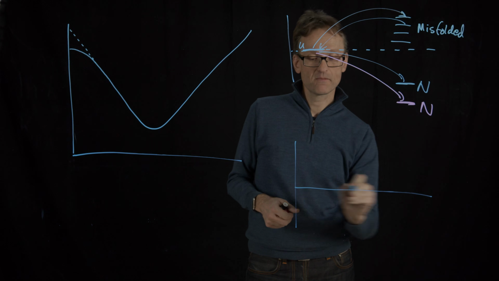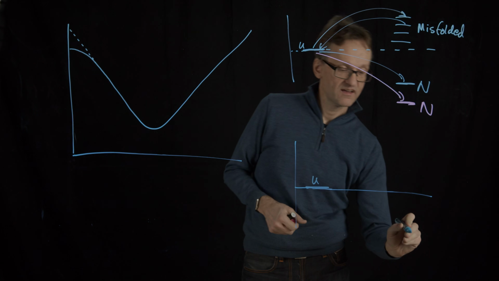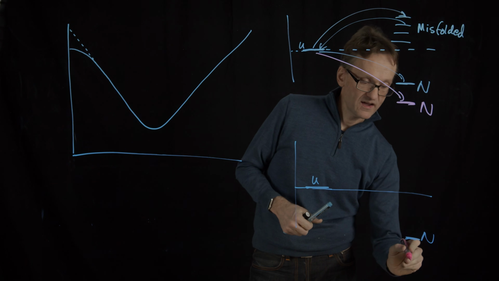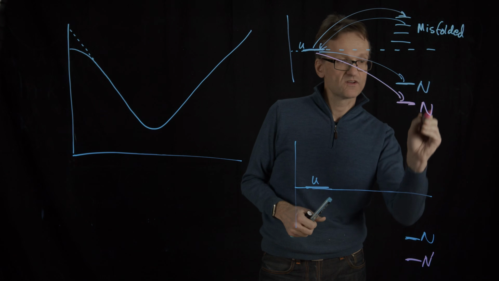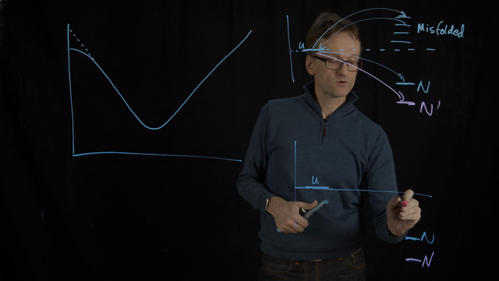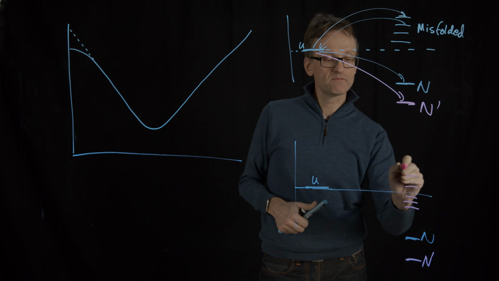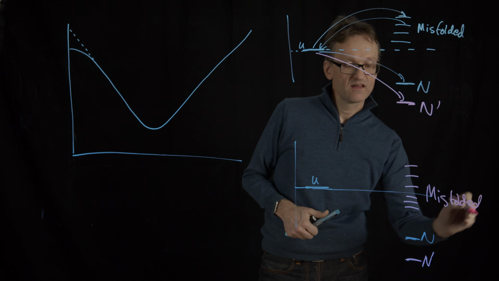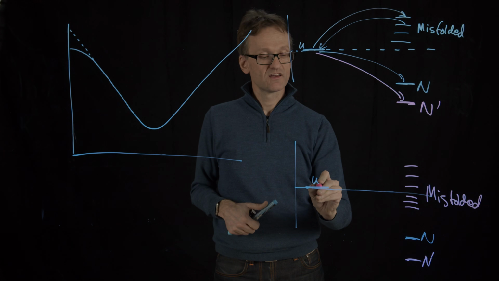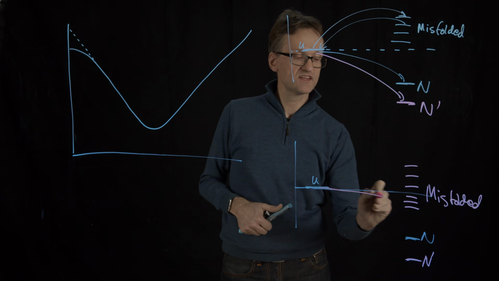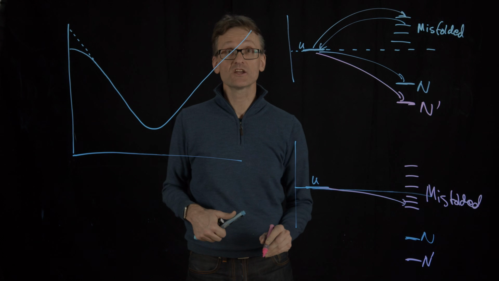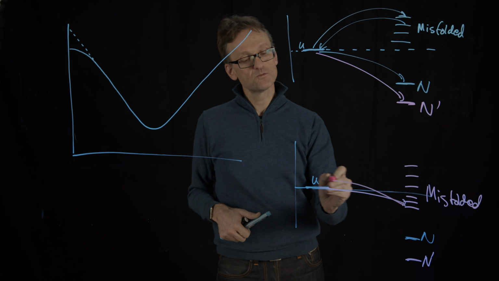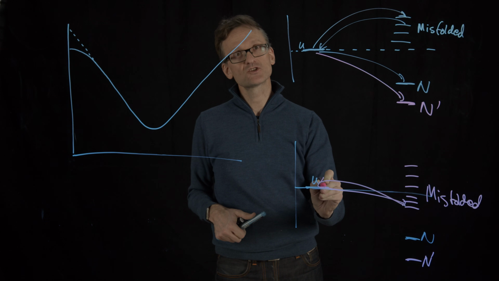Suddenly I am here, and I have my unfolded state, and I still have the native. And I have the new native state, let's call it prime, that's even lower. But what has now happened is that some of my misfolded states have a negative free energy. So what now happens is that some of these will go down here. It's downhill. It's going to be great to end up there. But for those to go back, they might now need to move uphill. That's going to be slow.